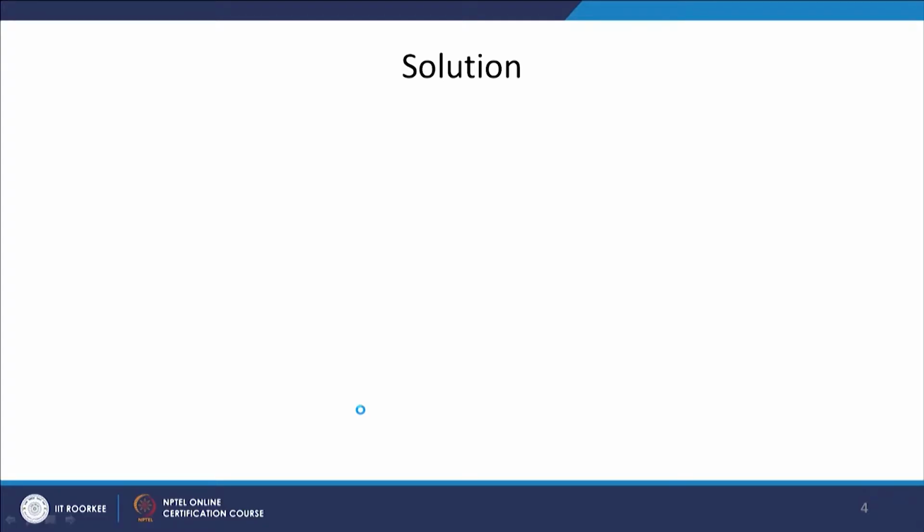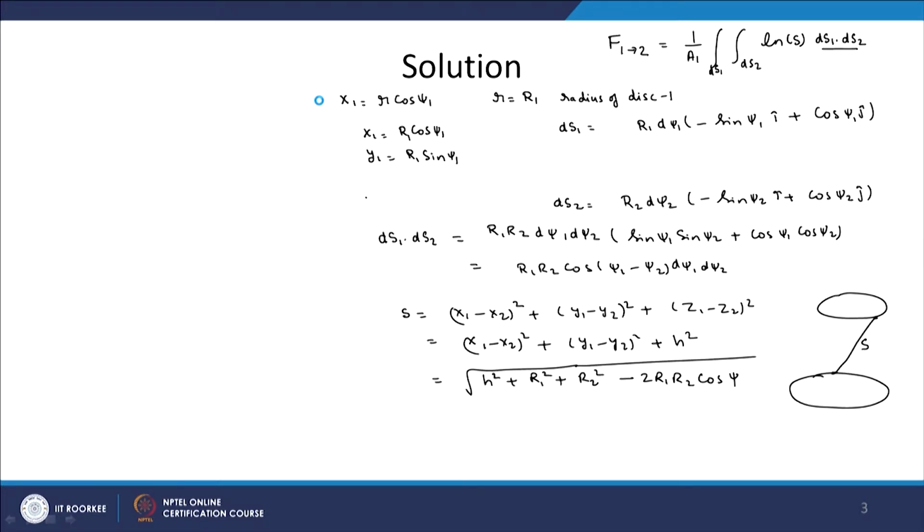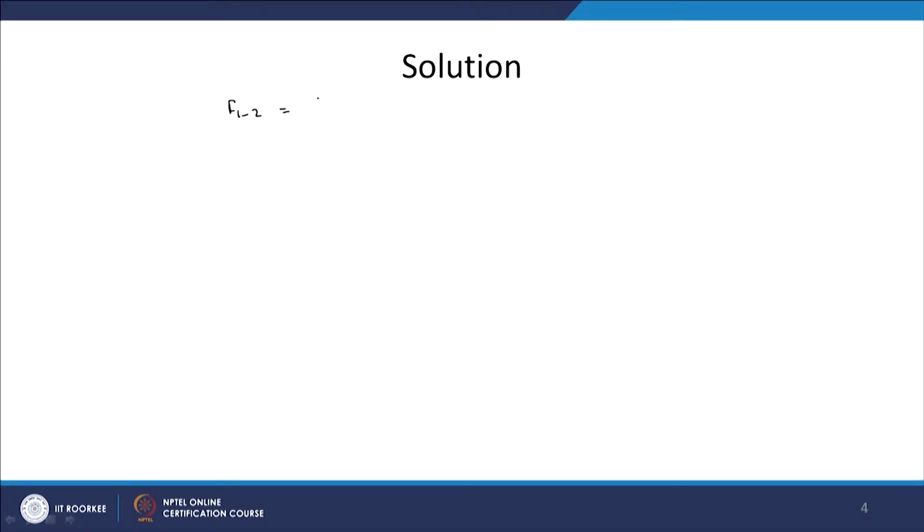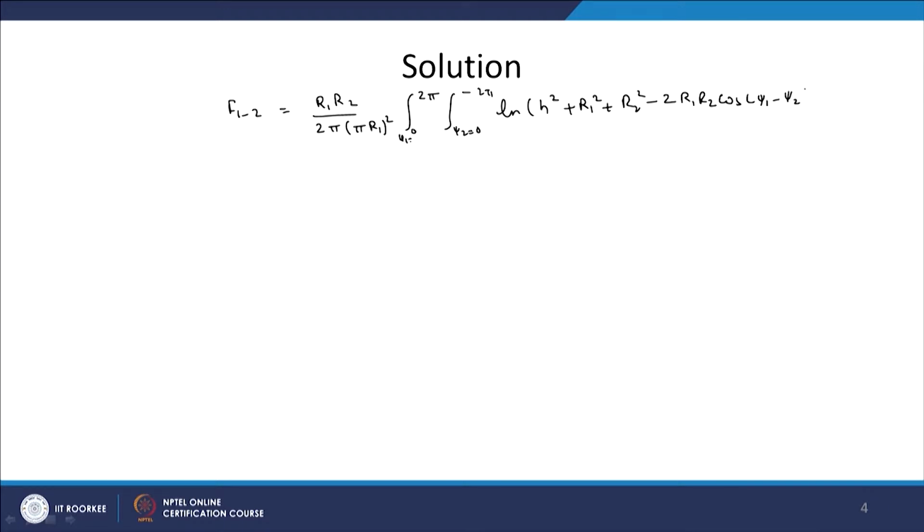Now, the view factor F12 is simply equal to, as per this definition, 1 upon A1 times the double integral of ln s ds1 ds2, which will simply be equal to r1 r2 upon 2 pi r1 square, integrated from 0 to 2 pi for psi 1, and psi 2 will vary from 0 to minus 2 pi as already told, of ln of h square plus r1 square plus r2 square minus 2 r1 r2 cos of psi 1 minus psi 2, to the power half, times cos of psi 1 minus psi 2 d psi 1 d psi 2.